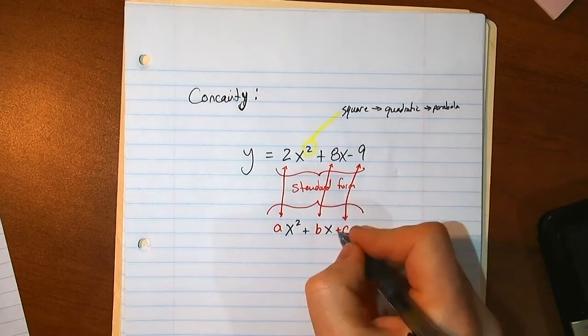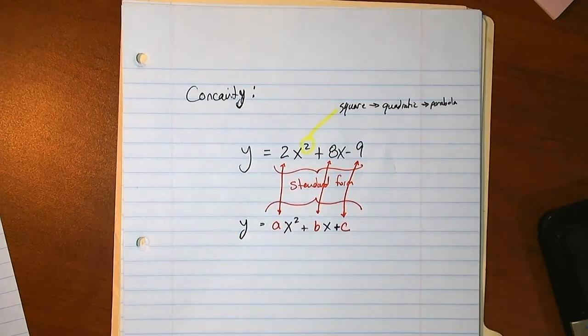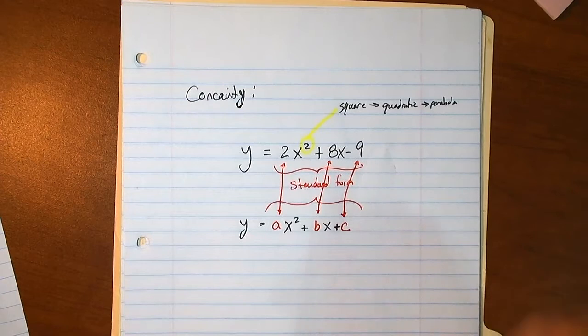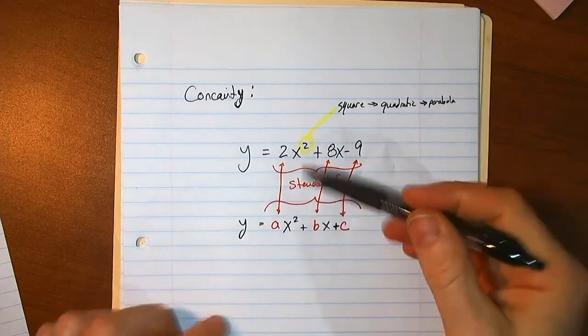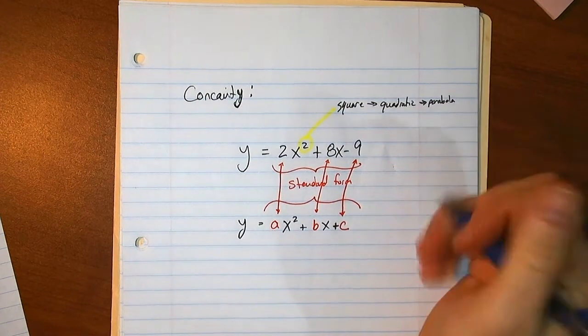Okay, so these are some things that you'll need to remember. They'll be important as we go through this video: recognizing what the value of a, b, and c are. And in order to find the value of a, b, and c, you have to first put it in standard form. Okay, so now then, to get to the point of concavity, concavity is the easiest of the three things we're going to talk about.